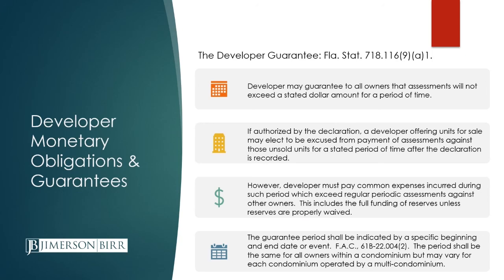So pursuant to administrative code, the guarantee period has to have a beginning date and an end date. The period has to be the same for all owners within a condominium, but it can vary for each condominium that's operated within a multi-condominium.